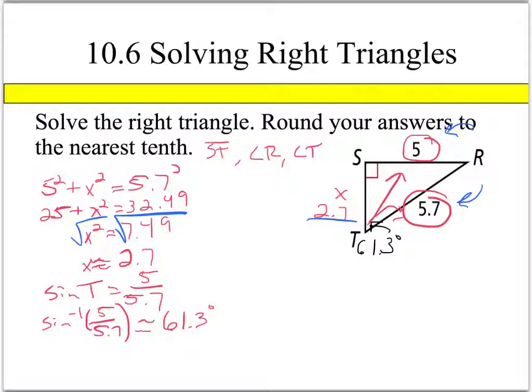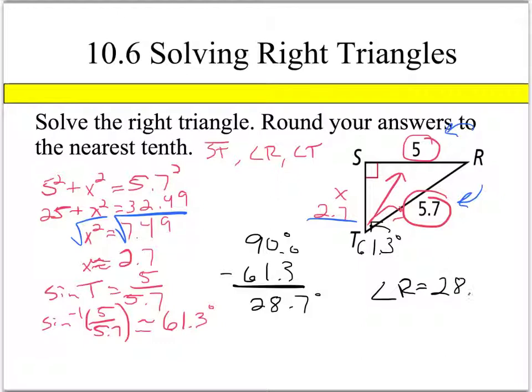I know that that's 61.3. Because of my complementary angle theorem, because of my triangle sum angle theorem, I can just subtract 61.3 from 90. When I do that, I get 28.7 degrees. So I know that angle R is equal to 28.7 degrees. So when I looked at this, I used the information that the problem already gave me. First I found the side measure, then using the information the problem gave me, I solved for T and R.